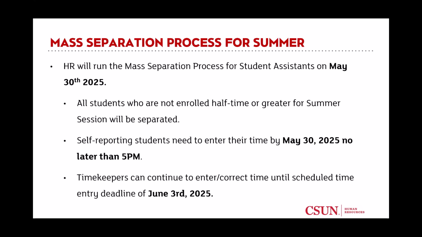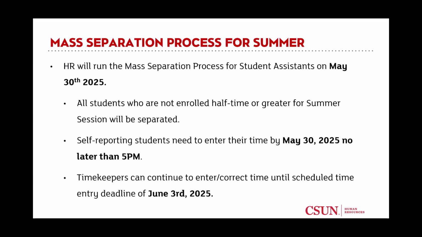So all students who are not enrolled half-time or greater for the summer session will be separated. We'll be evaluating your students' enrollment to ensure that only those who are at halftime or above in the 1870 classification will be exempt from the separation, but all the ones who are not will be separated. So what does this mean? Students who are self-reporting need to make sure to enter their time by May 30th, 2025, no later than 5 p.m. Timekeepers can continue to enter and correct time until the scheduled time entry deadline of June 3rd, 2025.